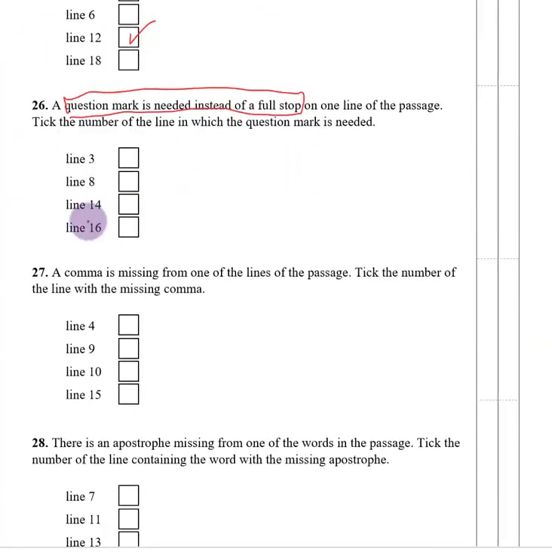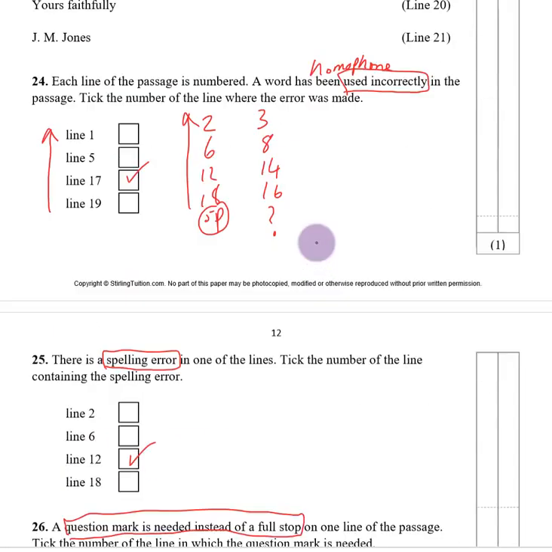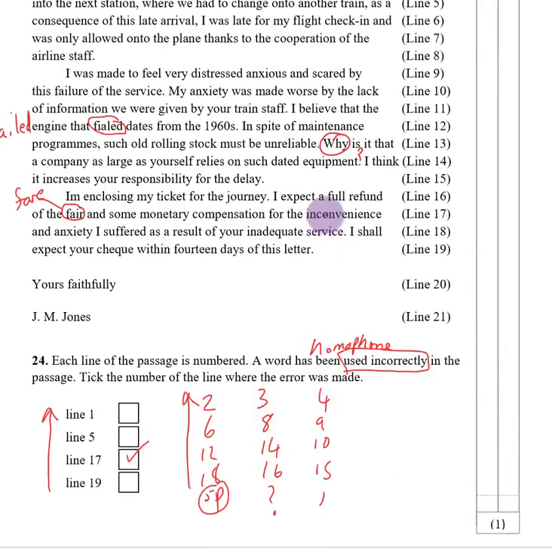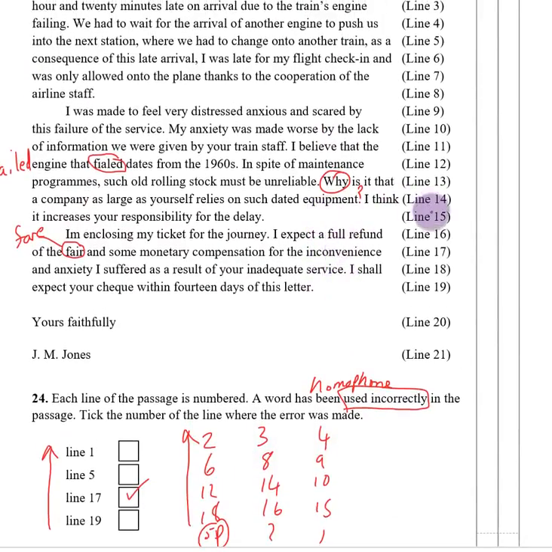Should be 14. Now comma is missing. I don't need to read any more. Comma is missing. I remember 4, 9, 10, 15. And it's a comma. Now comma is always things in a list. Again, I'm looking from the bottom up, so I'm going to start with 15.